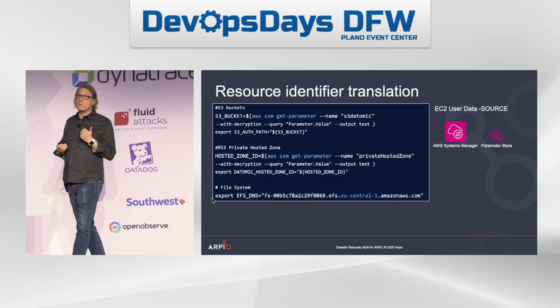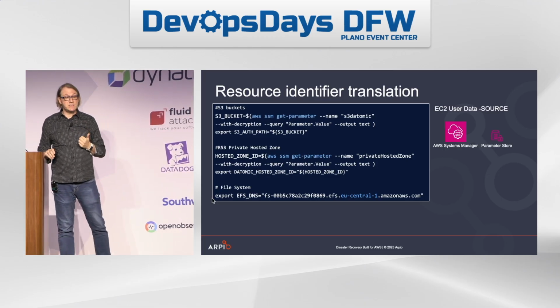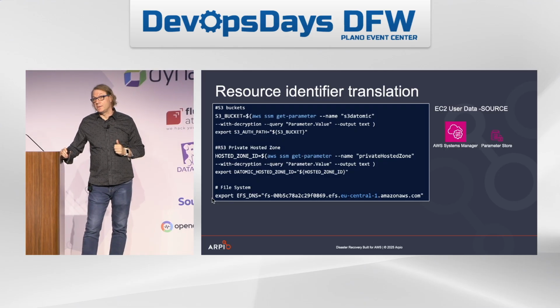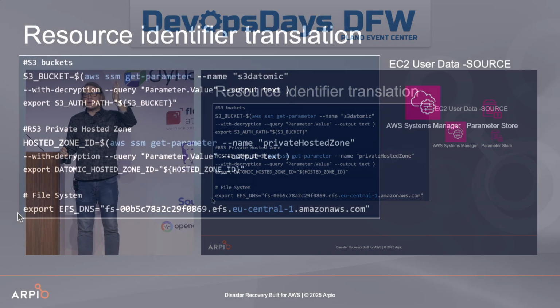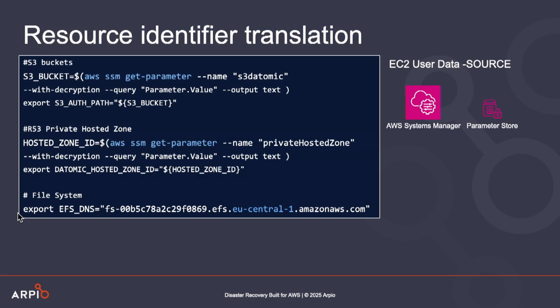So step number one is put as many of these things as you can into Parameter Store. You put them into Parameter Store, you've got a central location where they are, and you just go through all of them and translate them. And if you see, this is some EC2 user data. User data is what the EC2 runs when it first starts up. You see, in order to get the S3 bucket, it's calling Parameter Store. To get the private hosted zone, it's calling Parameter Store. So as long as you translate the values in Parameter Store, you're good.